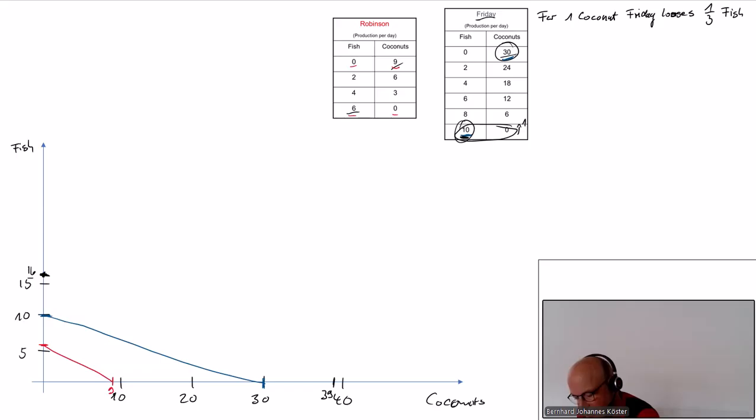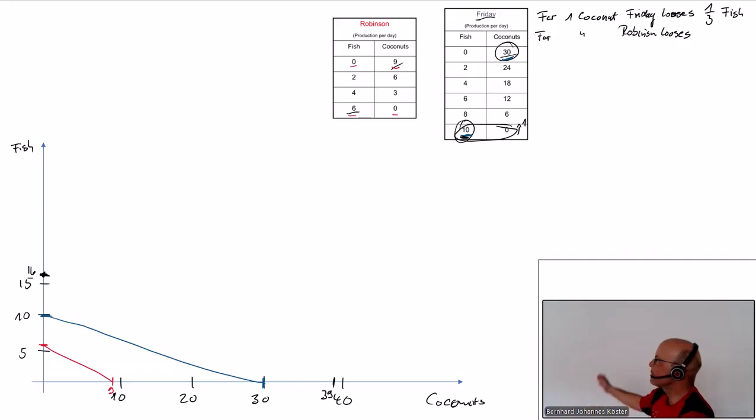How does it look for Robinson? For 1 coconut, Robinson loses 0.3. Yeah, almost 0.3. So 3. You're right. Thank you. And maybe you can then answer me the question, what is the situation for Robinson if he would pick the first coconut, then he is losing. So starting from this point here and increasing to 1.